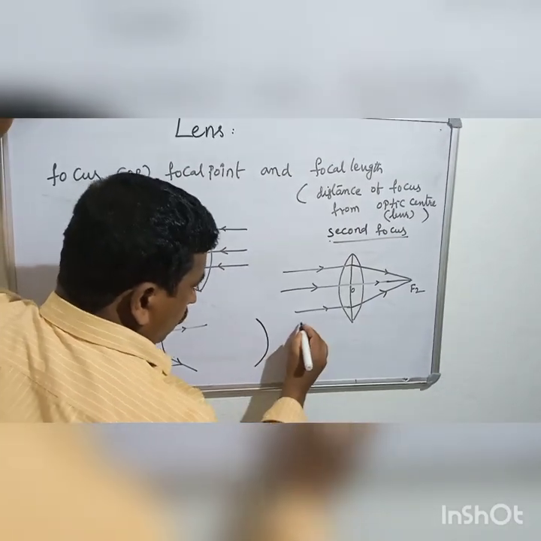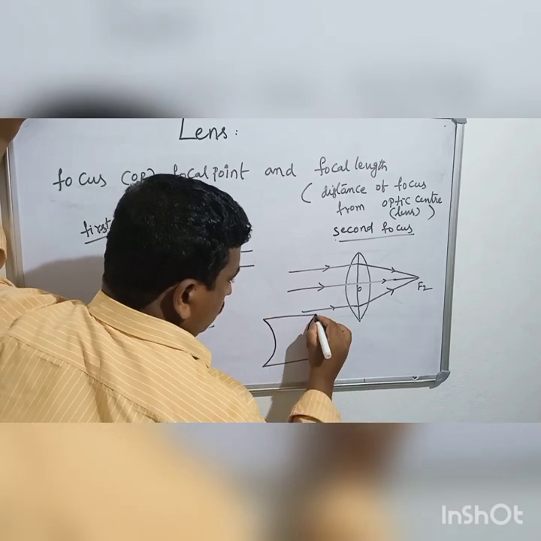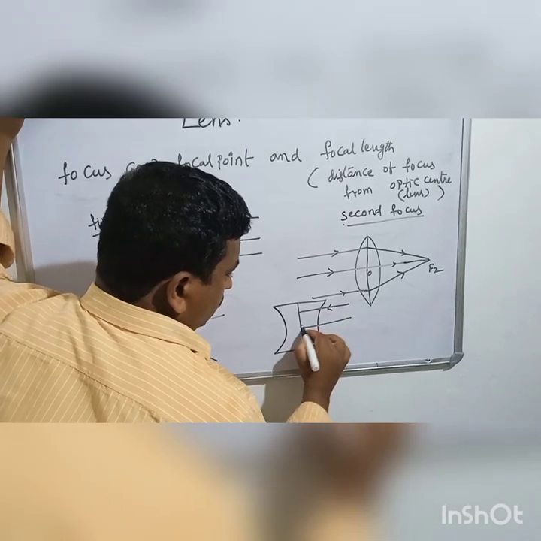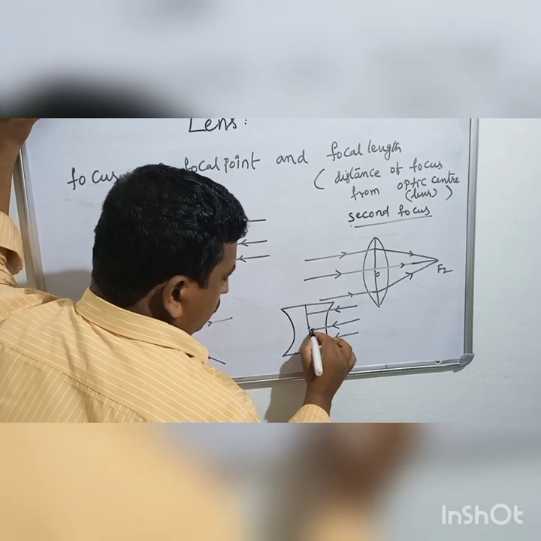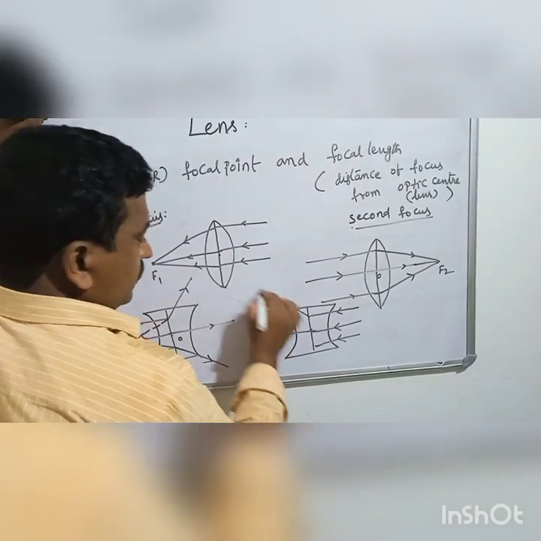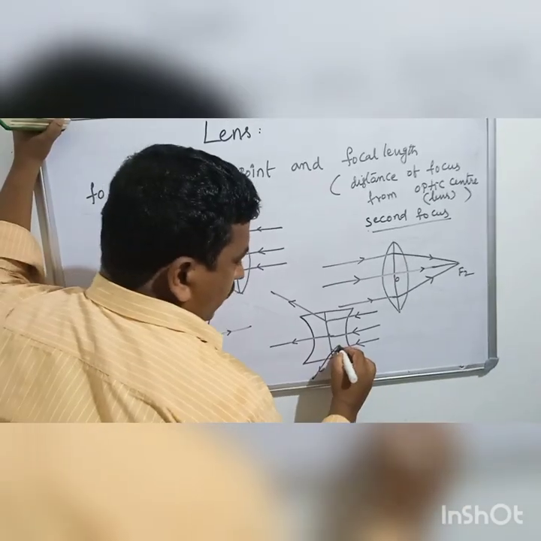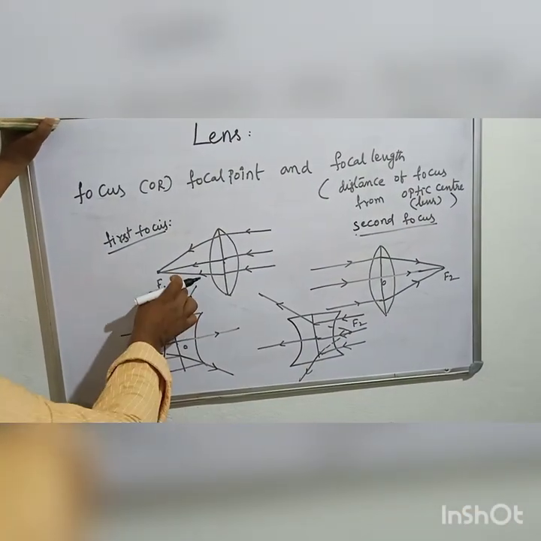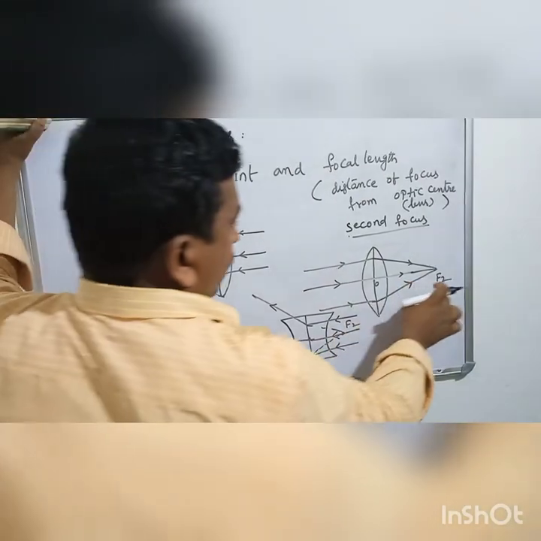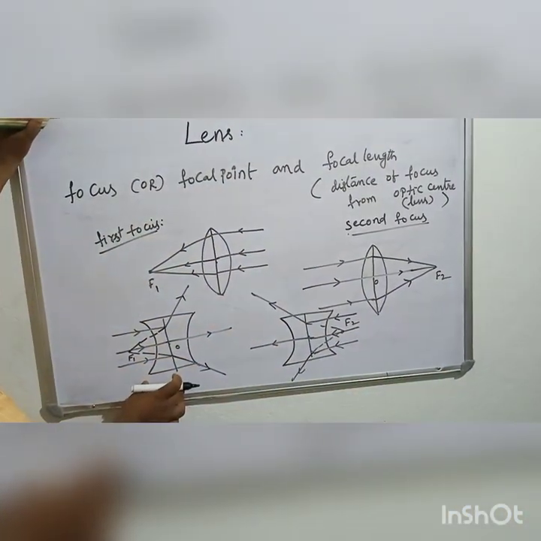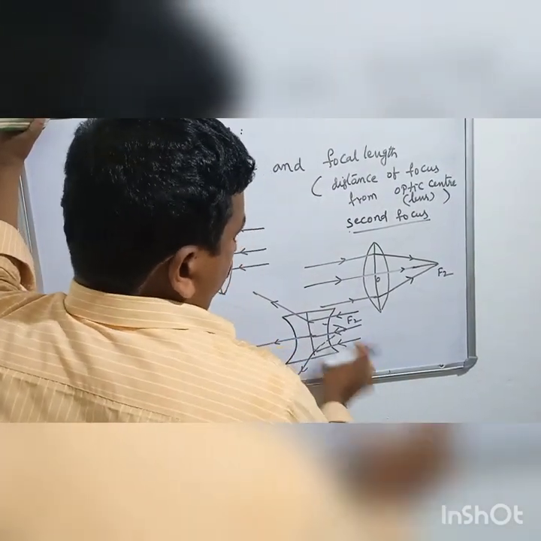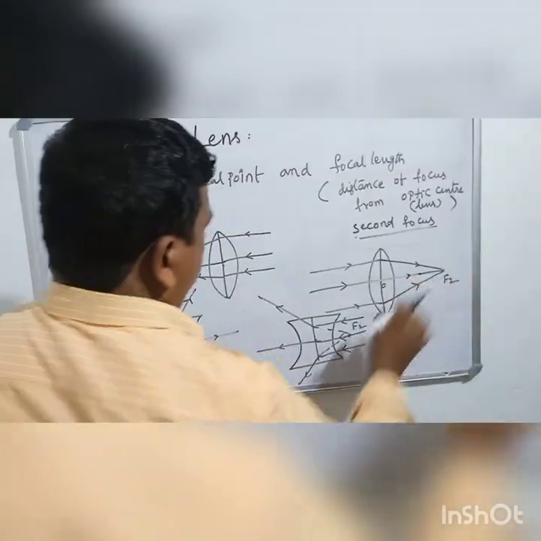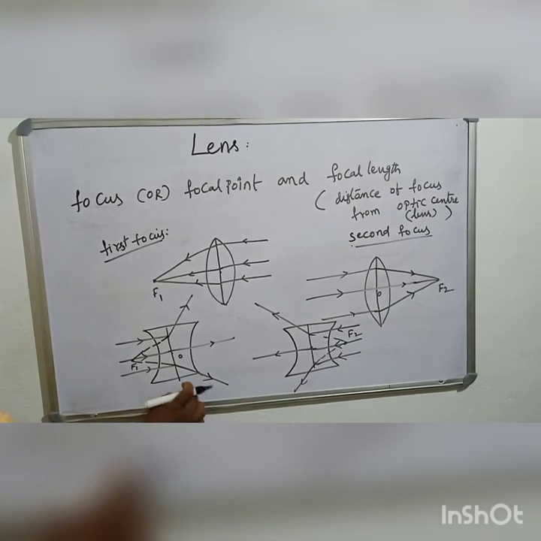For example, this is the biconcave lens. Light rays move like this through the optic center, and this ray is undeviated. This other ray is refracted and is extended in the backward direction. Where it meets, there we see the focus F2. So this is F1 and F2 for the biconvex lens, and this is F1 and F2 for the concave lens.